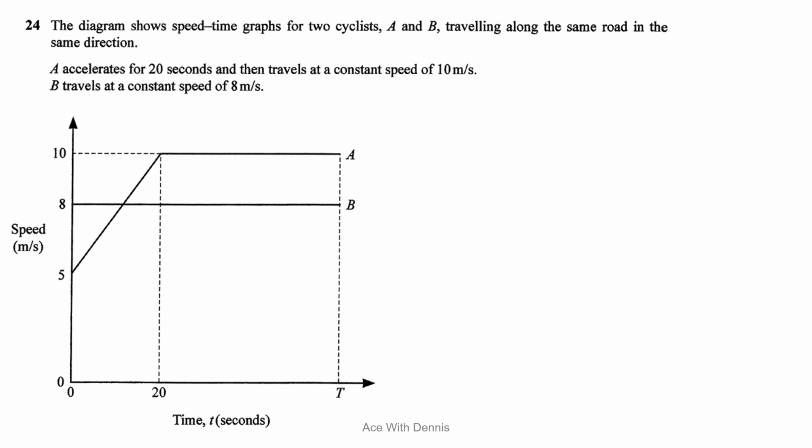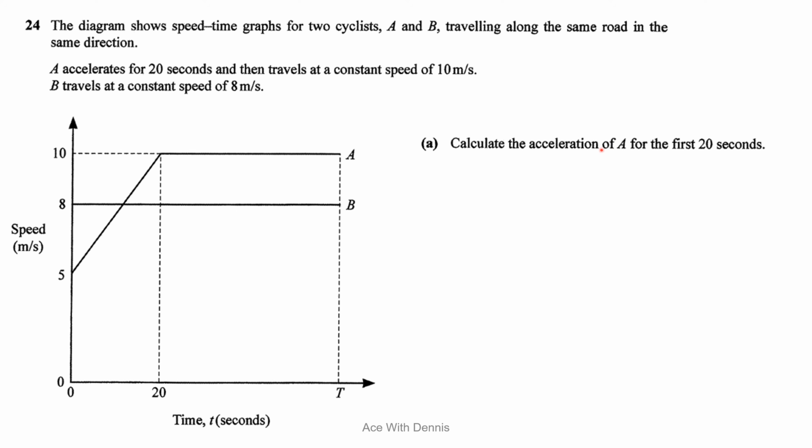Question 24. The diagram shows speed-time graphs for 2 cyclists A and B traveling along the same road in the same direction. So here is the diagram. A accelerates for 20 seconds, then travels at a constant speed of 10 meters per second. From the graph, you can see that A accelerates for the first 20 seconds, and then has constant speed here at 10. And B travels at a constant speed of 8 meters per second, so it will be a horizontal line at 8 meters per second.